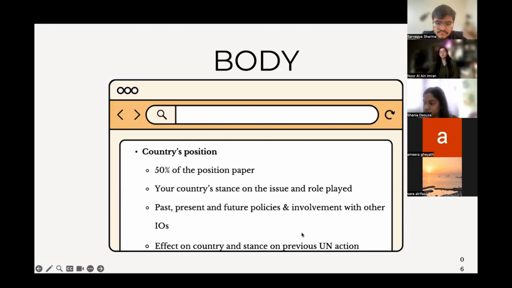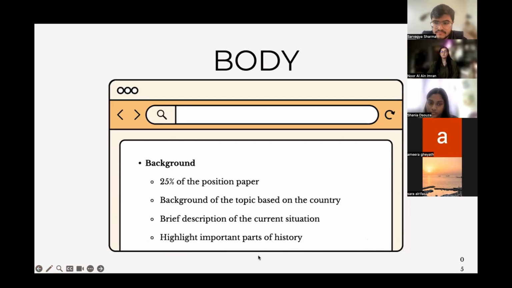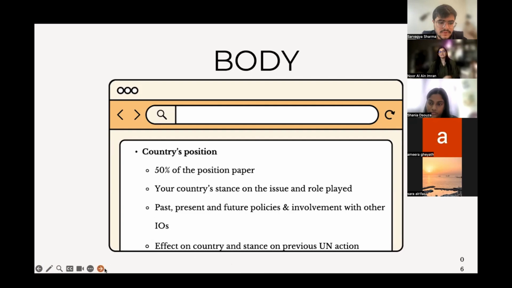Then for the country's position. No, Sarvagya, the next slide.